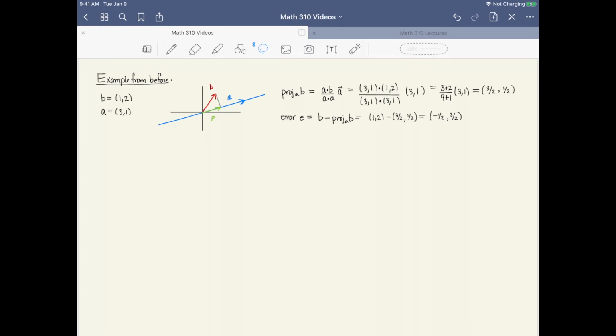Rather than do a completely new example, I want to revisit an example that we did before. In the video that precedes this one, we calculated the projection of B onto A in the specific case where B was the vector 1, 2, and A was the vector 3, 1. So we had the blue line determined by A, and we projected B down to get the green vector P, and we worked it out using the formula. The green vector was 3/2, 1/2, and the error vector, which we also calculated, was this.